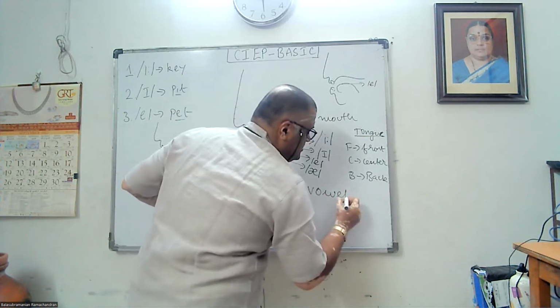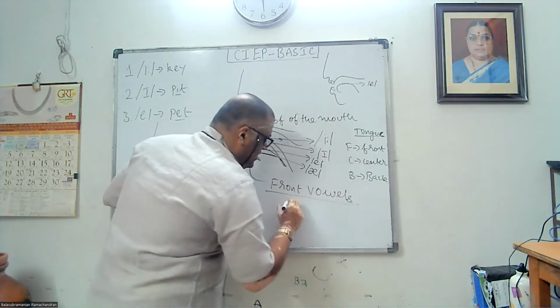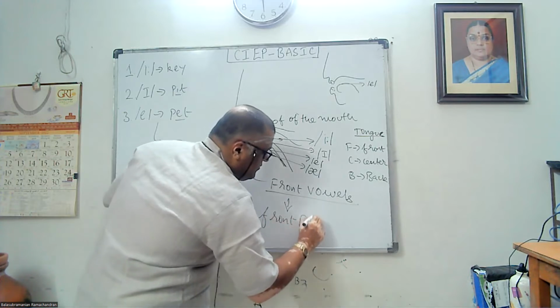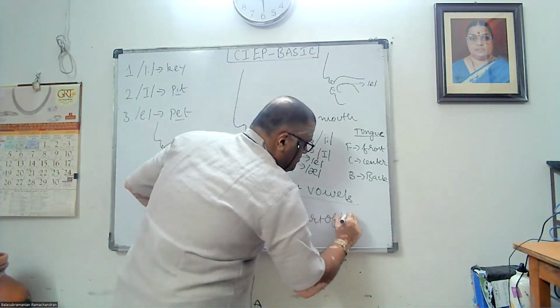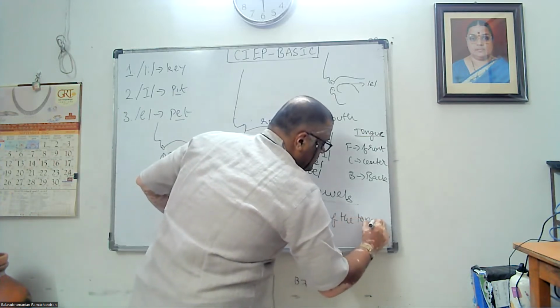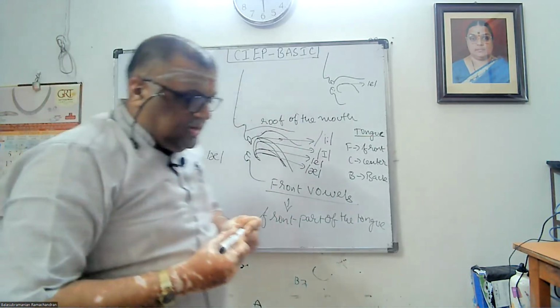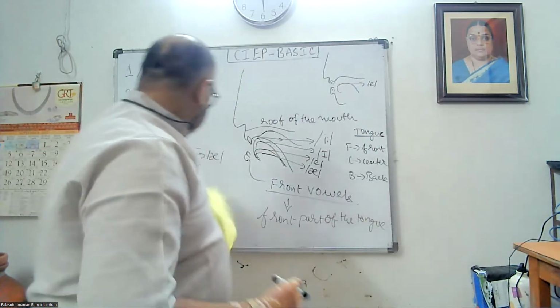Why are they called front vowels? Because they are produced with the front part of the tongue. Okay, let me write the 4th sound here.